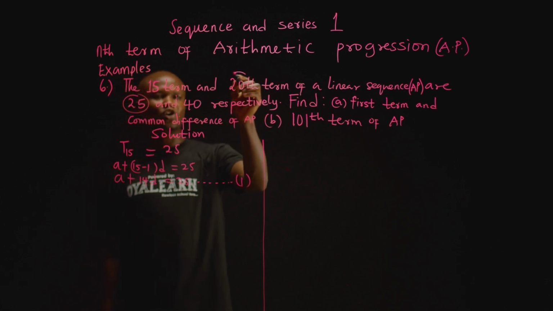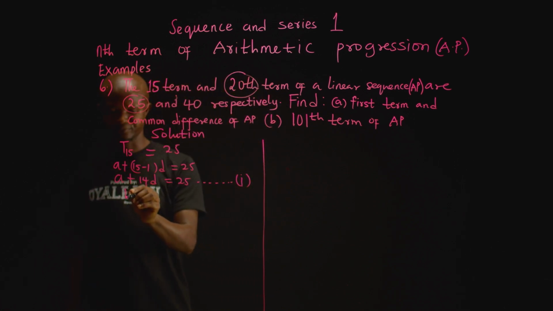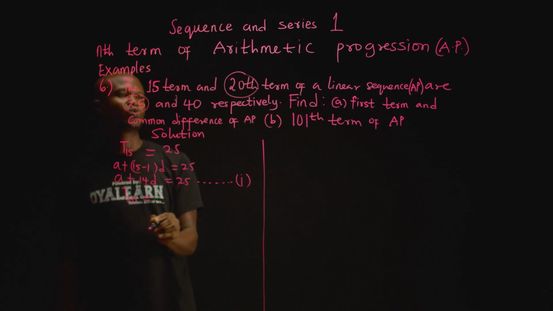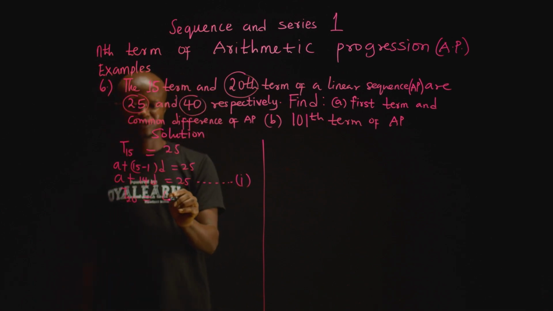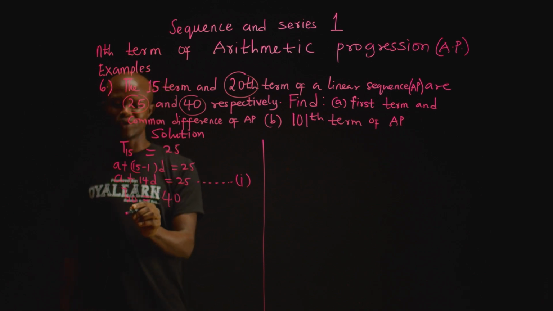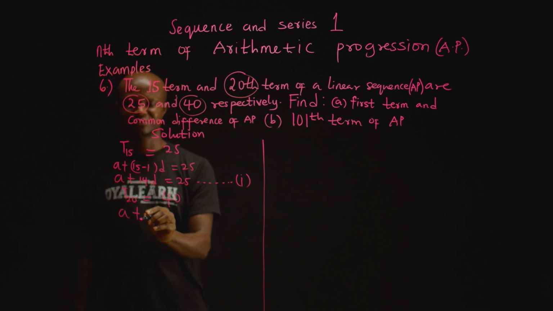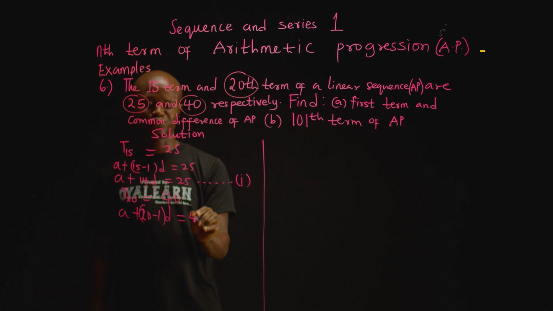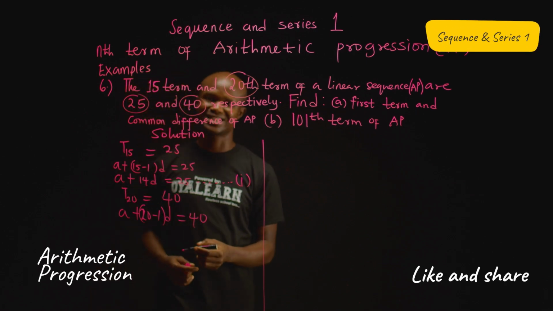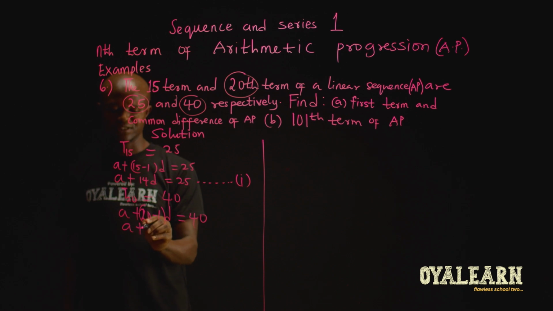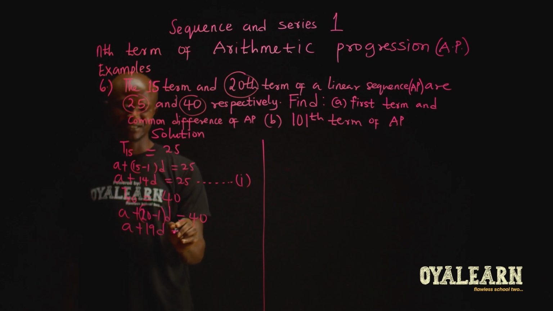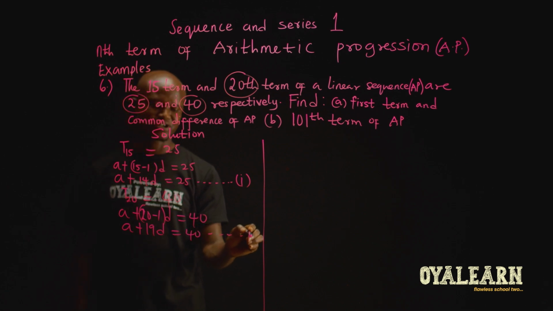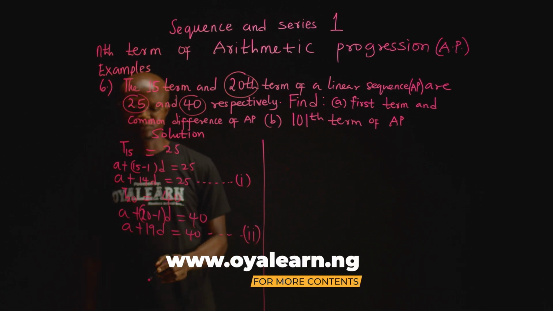Now for the second one, we are given T20, which is equal to 40. And T20 is the same thing as A plus 20 minus 1 D, that is equal to 40, which is the same thing as A plus 19D. A plus 19D equals 40, and this represents equation 2.